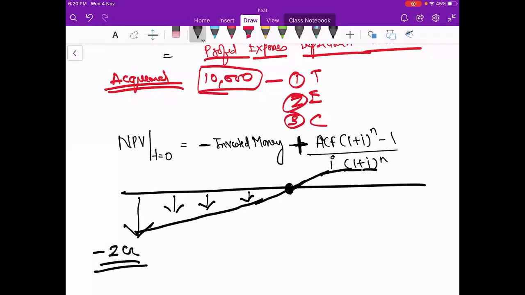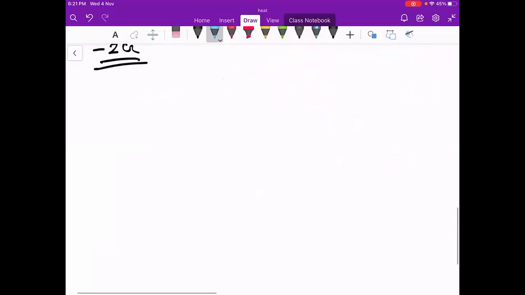Yes, t equals 0 means the moment your plant will start. This is the formula of NPV. This second term is the formula of NPV that we have seen. Okay, let's see a question, so that most of the students' doubts can be cleared.